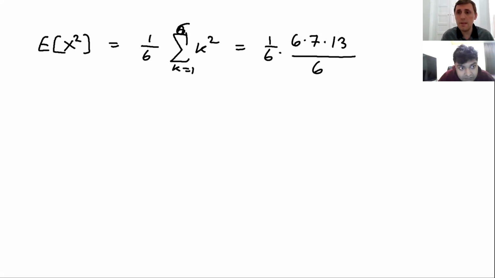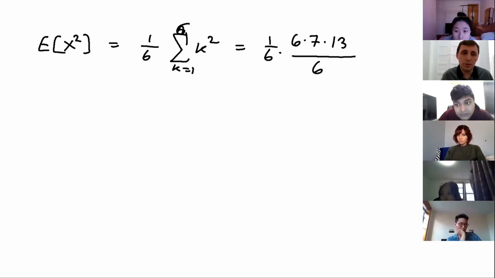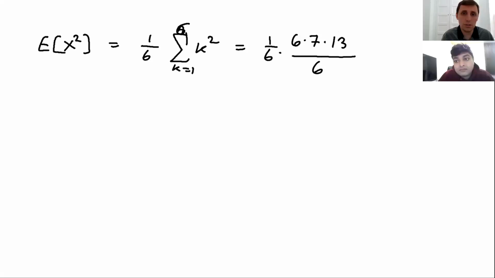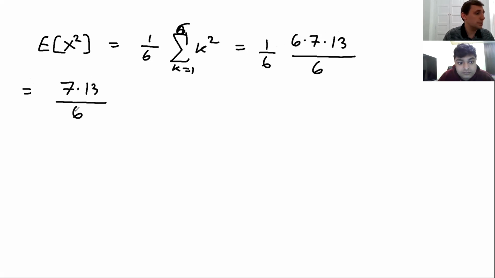Correct, guys? If I remember the formula correctly, I think it's 2n plus 1, if I'm not mistaken. So for the summation, what do we get? We get 7 times 13 over 6.